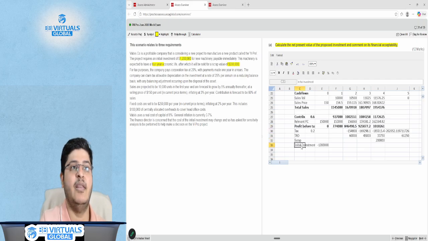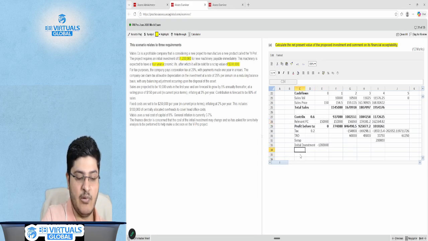Okay, anything else? Let us quickly see. Machinery, 4-year economic life, sold for 200,000. Company pays corporation tax, we've done. Tax arrears we've done. 25% reducing balance we've done. Sales projection is done correctly. Sales price was 150, current year terms, we've inflated at 3%. Contribution we've considered. Fixed costs are set at 250 minus 100,000 we've considered, so 150, and then we've inflated at 2% every year. Nominal cost of capital we've calculated. Okay, all done. So what is the total cash flows?